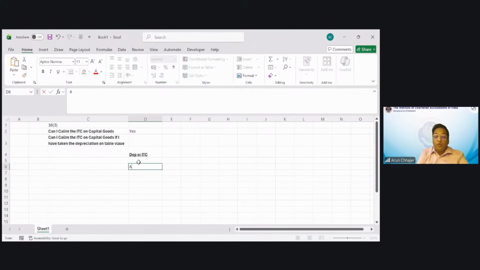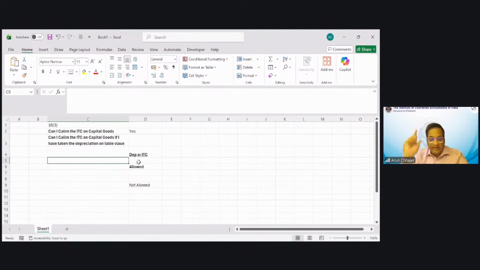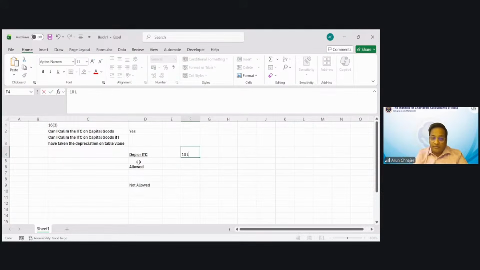Fine. Now, let me explain the point, what is allowed and what is not allowed. There is one situation wherein depreciation and ITC both are allowed, and what is not allowed, that I will explain. Just rounding off for easy calculation, if I have purchased a truck of 10 lakh and the GST is 18%, how much would be the GST on this, and what is the total value which I will pay to the supplier of the truck?